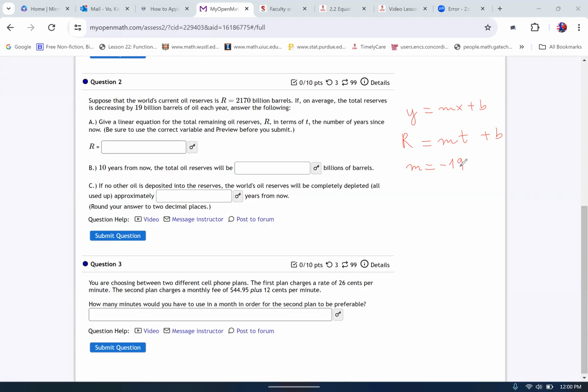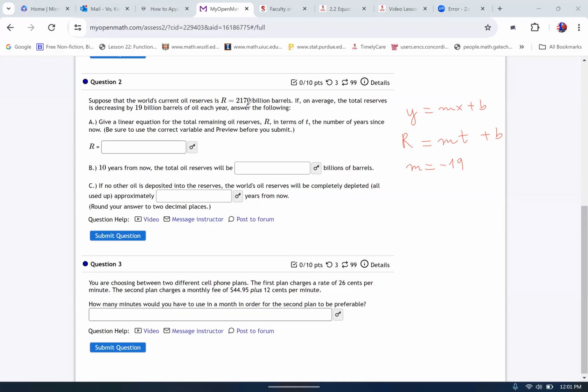And then what else do we have? Once we have the M, we can plug into the equation and try to figure out what the B is going to be. But of course, to figure out B, we have to have at least one point, one ordered pair that belongs to this equation. Because in this case, we suppose that the current oil reserve is 2,170 billion barrels, we want to use that information.